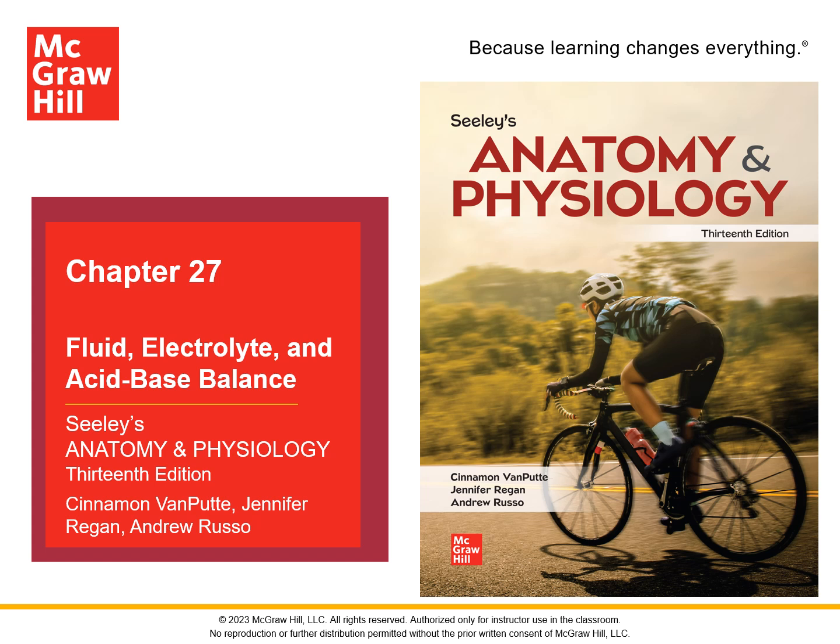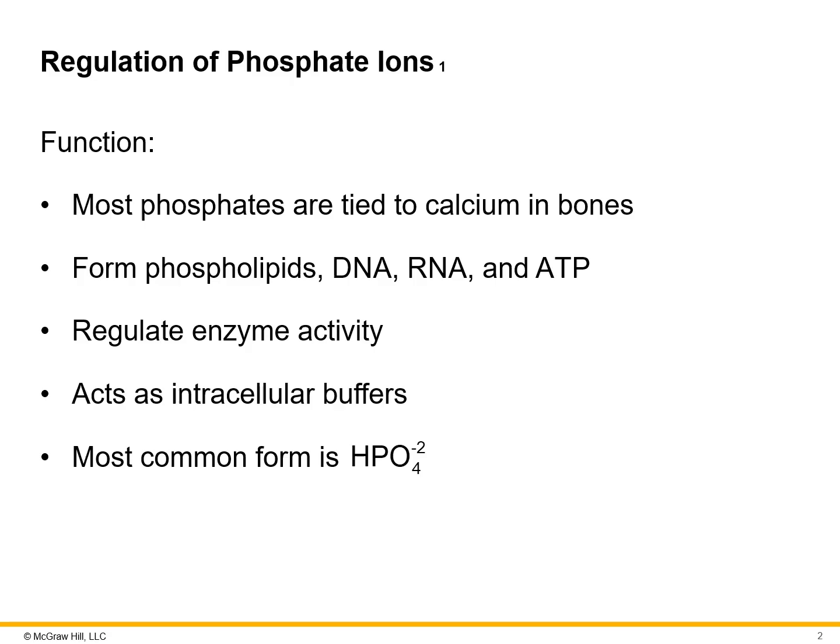All right, wrapping up chapter 27, finishing up with the acid-base balance. So before we get into the acid and base balance, just finishing up our different ions. So in the last one, we talked about calcium, potassium, we talked about sodium. So now continuing on learning a little bit more about phosphate.